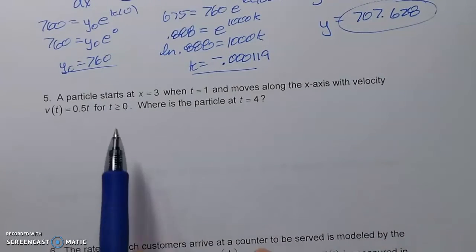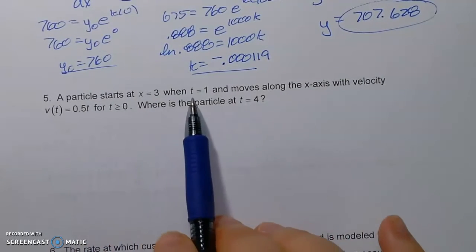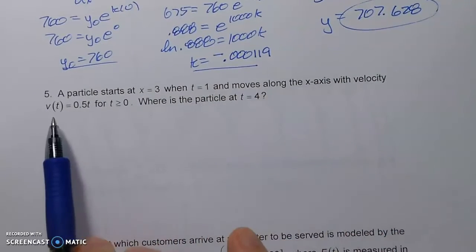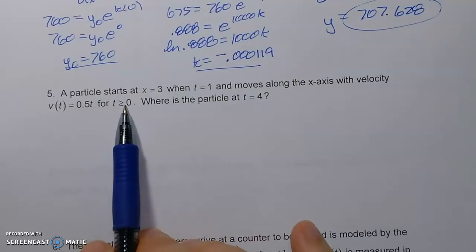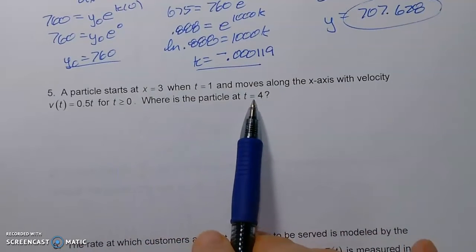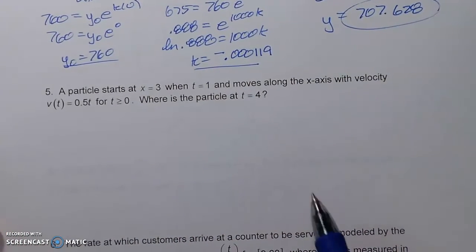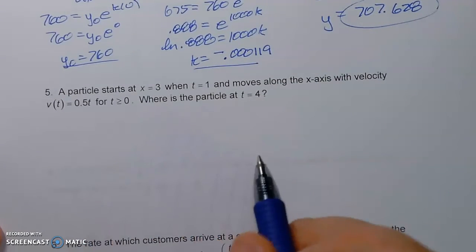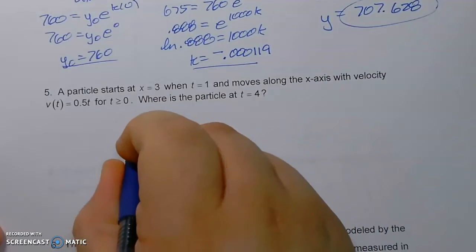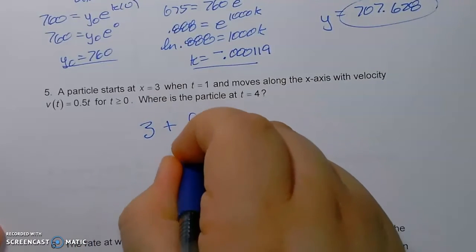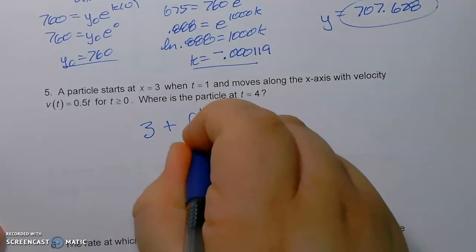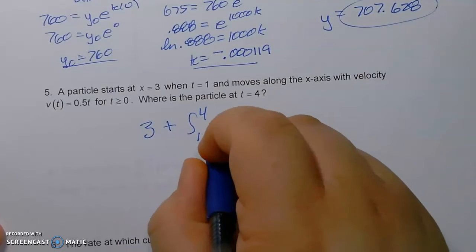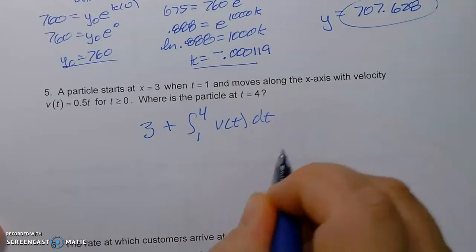Here we go. A particle starts at 3 when t is 1, so not 0, but 1. It moves along the x-axis with velocity v(t) for t greater than 0. Where is the particle when t equals 4? Okay, so we have an initial starting point at t equals 1 at 3. So we're going to be at 3, and we're going to add, from 1 second to 4 seconds, assuming we're in seconds, v of t dt.